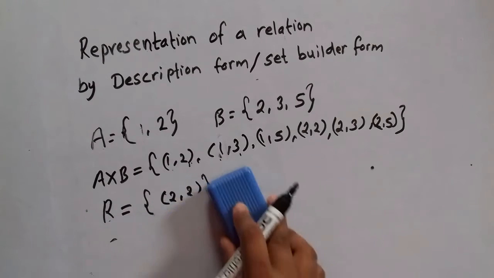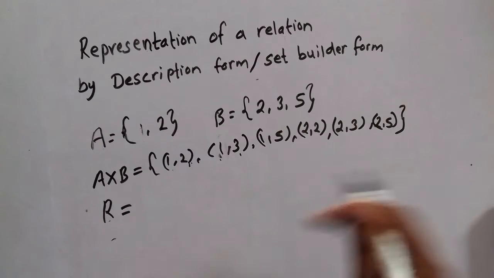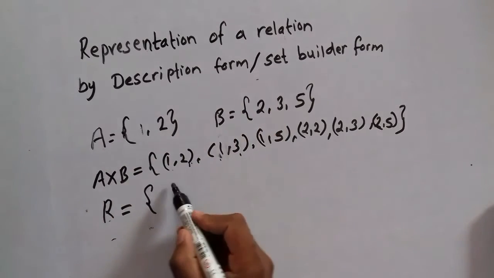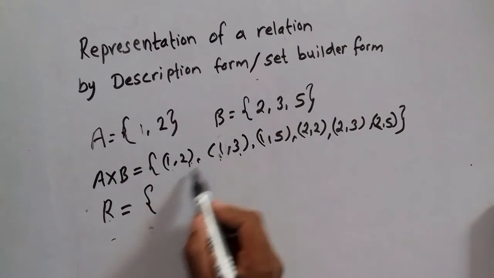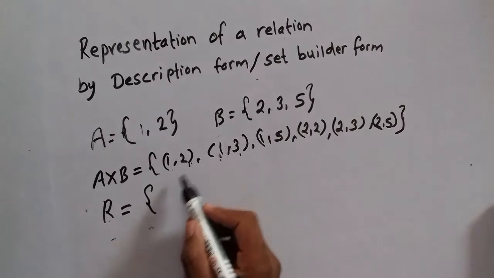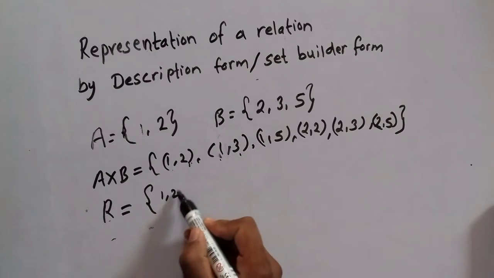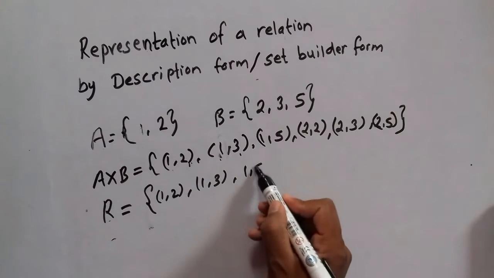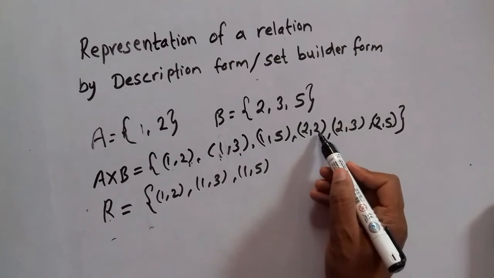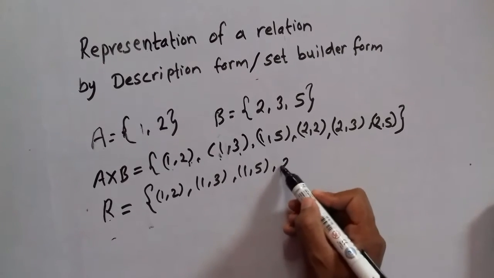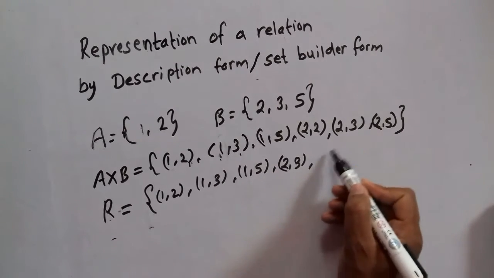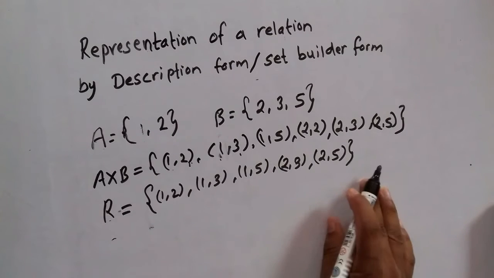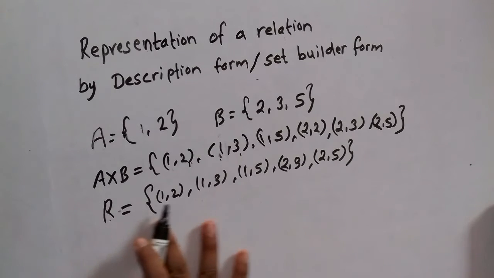Now we are going to form another relation in set of order pair form, that is x is less than y. So 1 is less than 2, 1 is less than 3, this is also right, 1 is less than 5 is also right, 2 is not less than 2, so this will not be here, 2 is less than 3 and 2 is less than 5, so these will also be here. So this relation we have formed under the condition x is less than y.